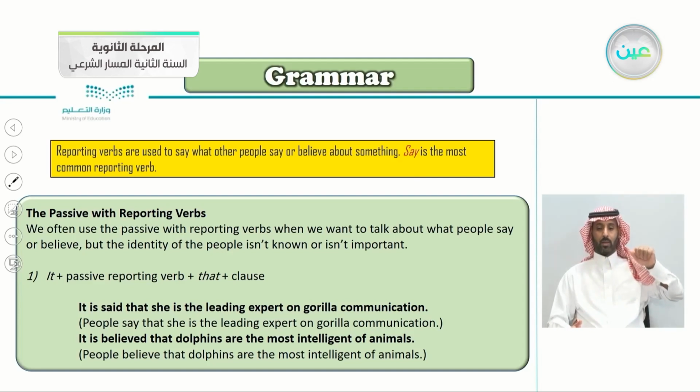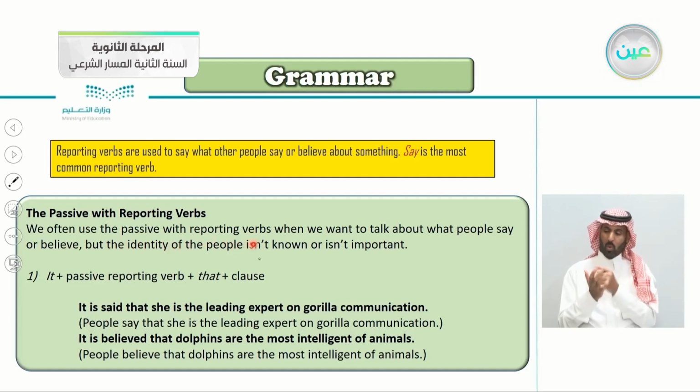So let's read it together. The passive with reporting verbs. We often use the passive with reporting verbs when we want to talk about what people say or believe, but the identity of the people isn't known or isn't important. So we don't say who said it. Why? Because he or she isn't known, or it's not important. Again, we use the passive with reporting verbs when the identity of the people isn't known or it's not important.